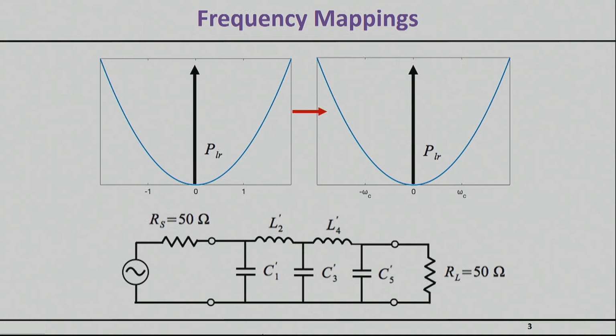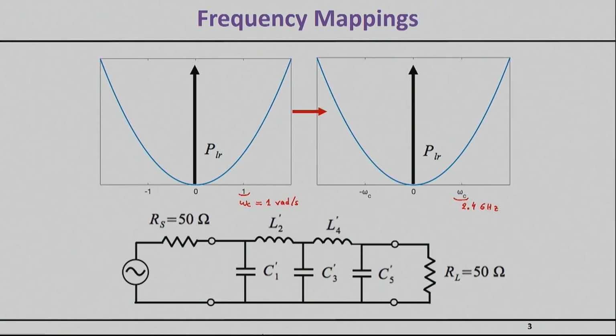So there are several frequency mappings that we have to consider. The first one is the simplest one. It has to do with a question that in the normalized frequency domain, my omega c, the cutoff frequency of my normalized bandpass prototype, is equal to 1 rad per second. But I may want something else. I may want my omega c to actually be, for example, 2.4 gigahertz.